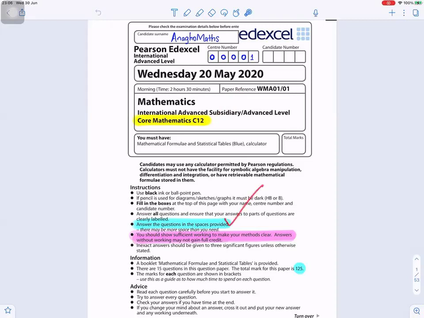Answer the questions in the spaces provided. You should show sufficient working to make your methods clear. Answers without working may not gain full credit. The total mark for this paper is 125.